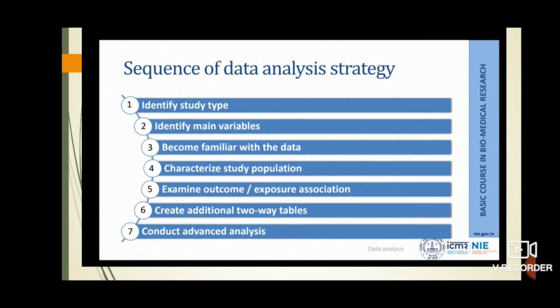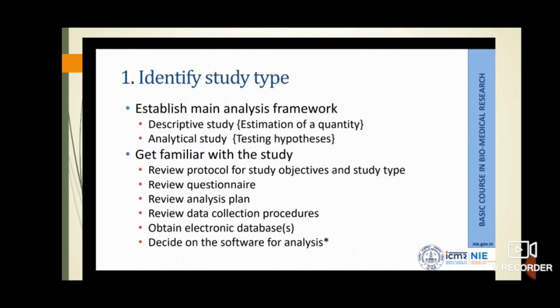The sequence of data analysis includes: first we have to identify the study type, identify main variables, become familiar with the data, characterize the study population, examine the outcome or exposure associations, create additional two-way tables and conduct the advanced analysis. First, we have to study the data type, that is whether it is a descriptive study or an analytical study, and we have to get familiar with the study: what the protocol is, what the questionnaire is, what the analysis plan was, what the data collection procedures are, and we have to obtain the electronic databases and decide on the software for analysis.